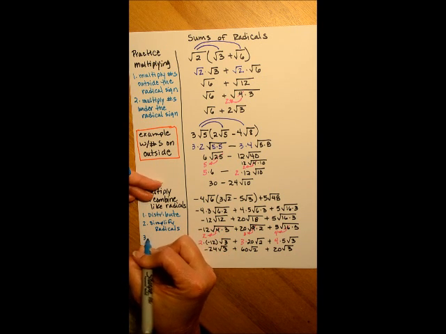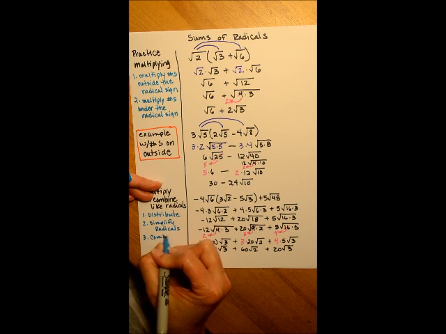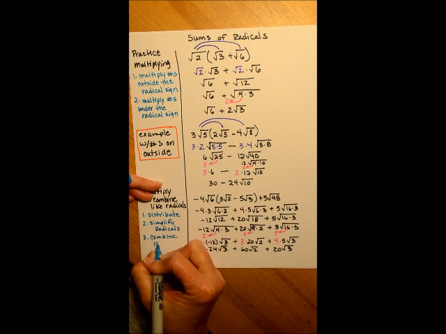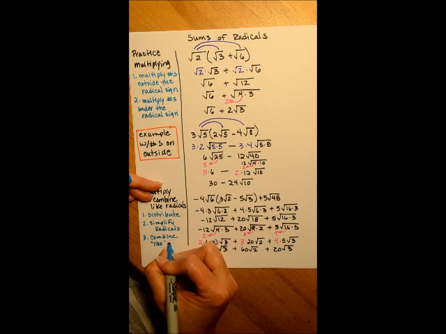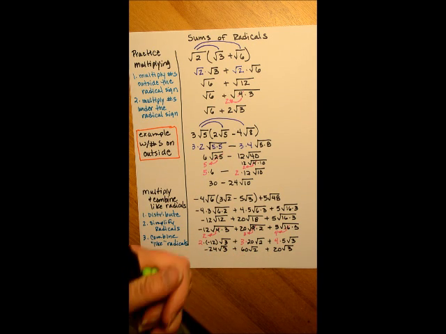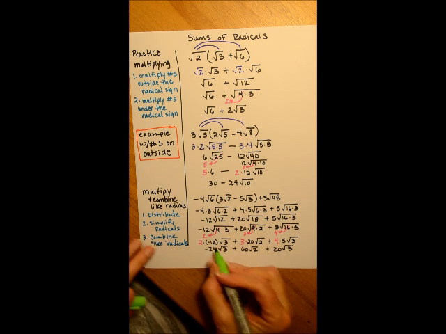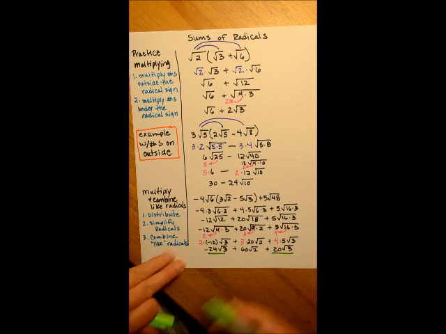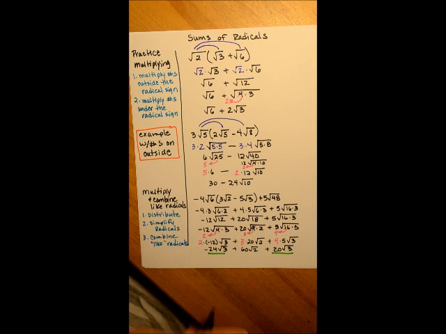And then 3, I'm going to combine like radicals. Okay, so there's my steps. I'm at the point of combining like radicals. I see that this and this are like, so I can combine them.